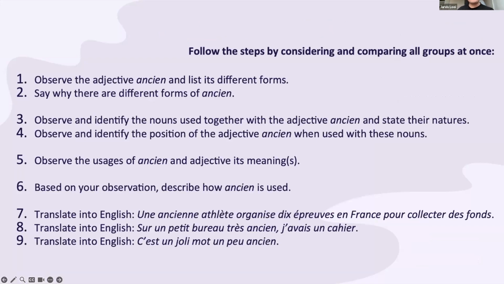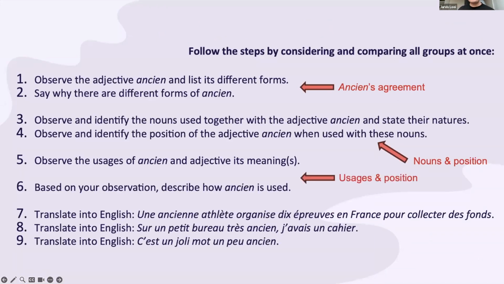In the first step, they will observe the different nouns and different forms of ancien, and make hypotheses of why these forms exist and are used. In the second step, they will be asked to identify and observe the nouns. In this step, they will try to understand how the adjective is used differently with different kinds of noun. In the next step, they will figure out the meaning with different nouns and try to describe the usage of ancien, taking into account the noun collocates and the meaning and position of ancien. Lastly, we can test their understanding by asking them to translate a few sentences.